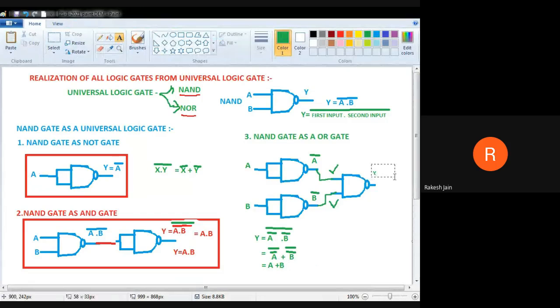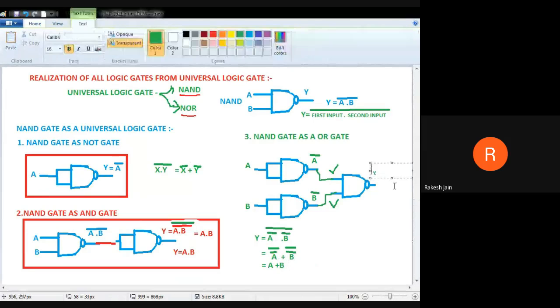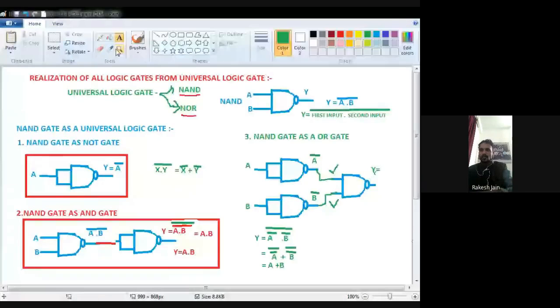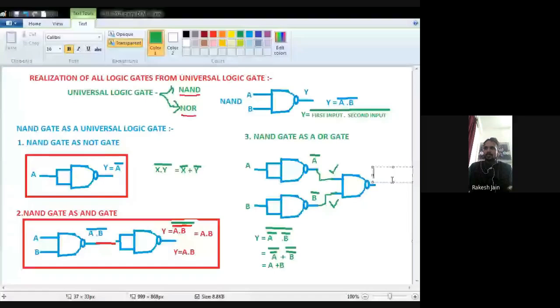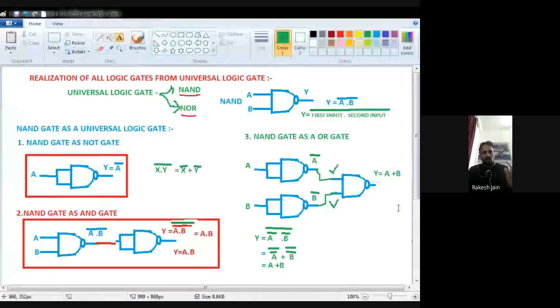Okay, so the final output will be Y is equal to A plus B. The final output will be Y is equal to A plus B, and this is the equation of OR gate. Okay, this is the equation of OR gate.